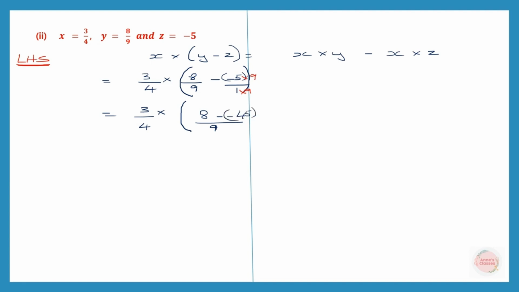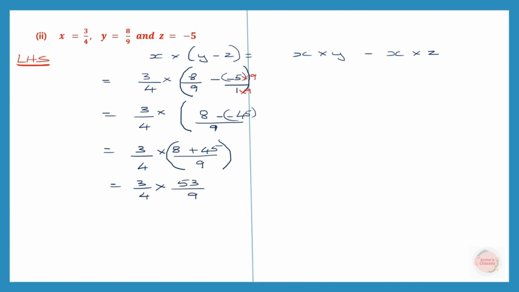Minus 45. So this will be 3 by 4 into, okay, now 8 minus 45 is 8 plus 45 because minus into minus is plus, by 9. So this is still within brackets. So this is 3 by 4 into 45 plus 8 is 53 by 9.